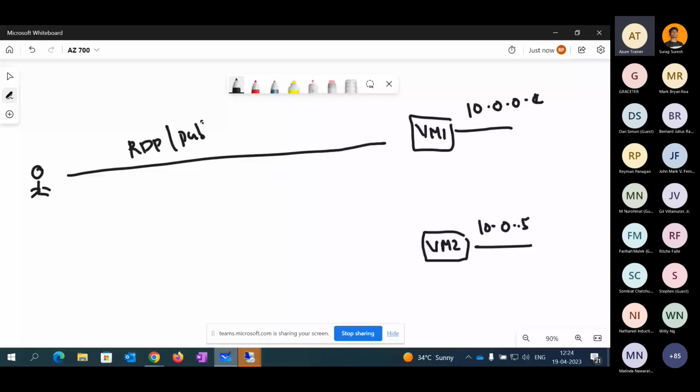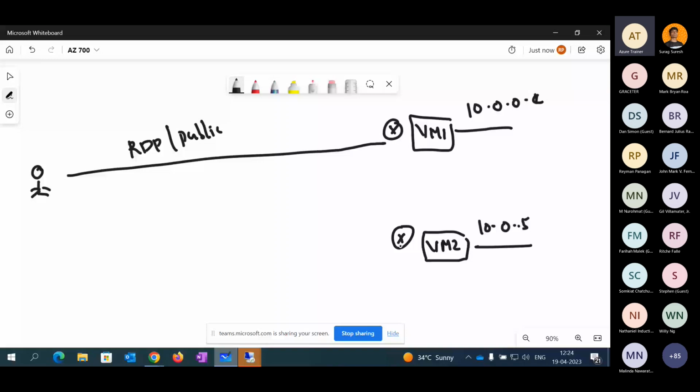connection using a public IP address. Right now, there is no public IP address, so the question is, how do we connect to this? We removed the public IP address for two reasons. One, we need to save the cost. Second, security was a concern. That is the reason we removed it.